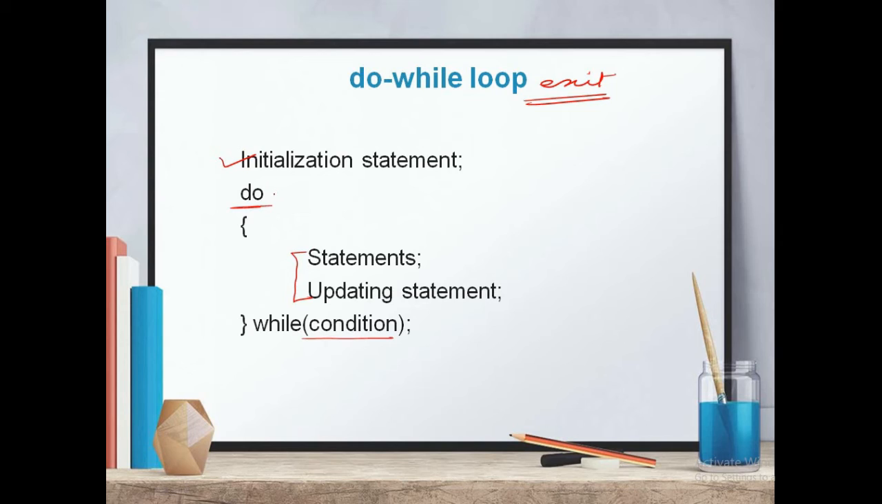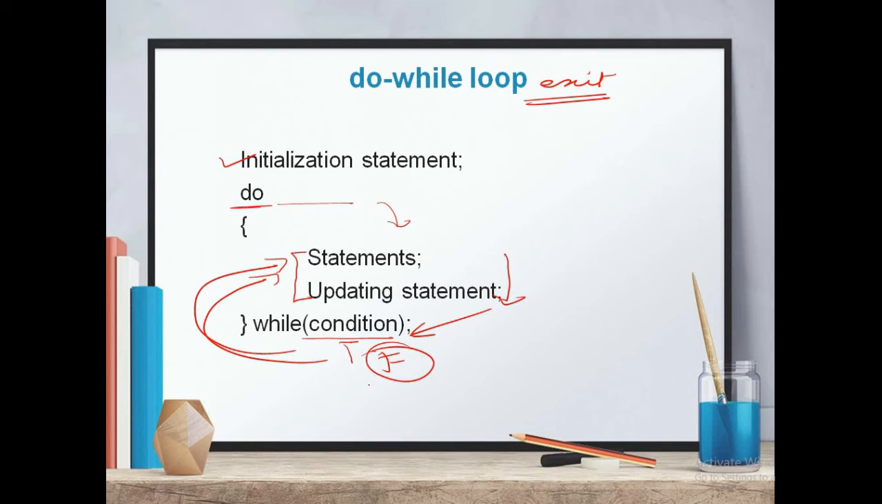So this condition is not checked when we are entering inside the loop, but it is checked when we are exiting the loop. That's why it is called an exit control loop. So we will check the condition. If the condition is true, then again we are going to execute these statements. Then again we are going to check the condition. If the condition is true, then again we execute the statements. So this cycle continues until the condition becomes false.